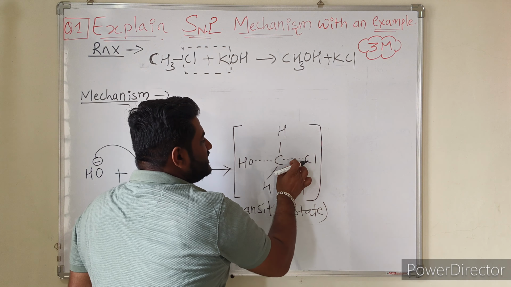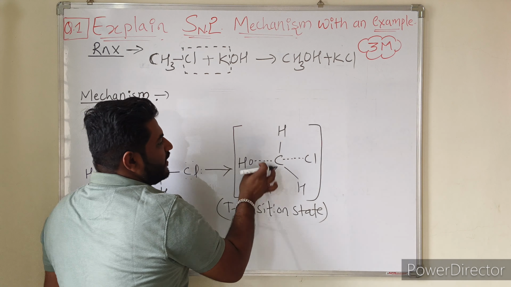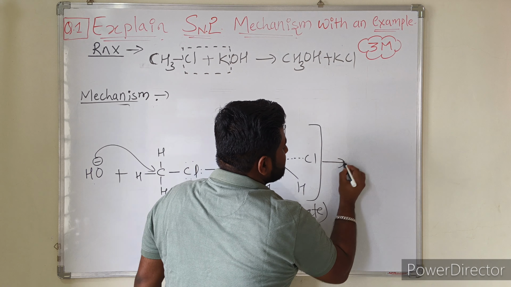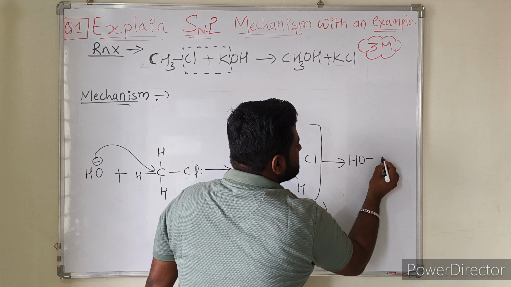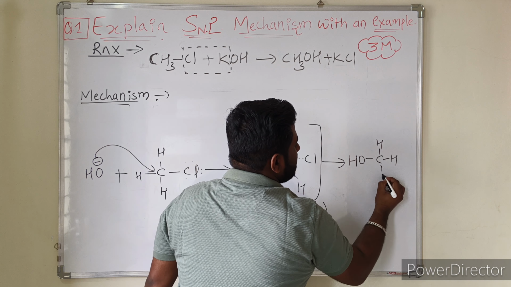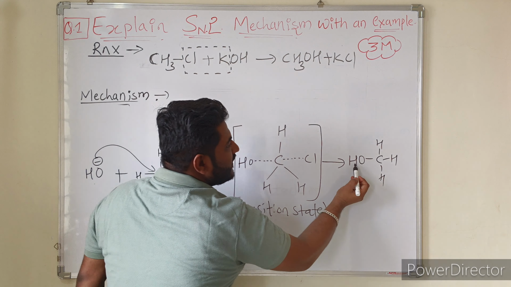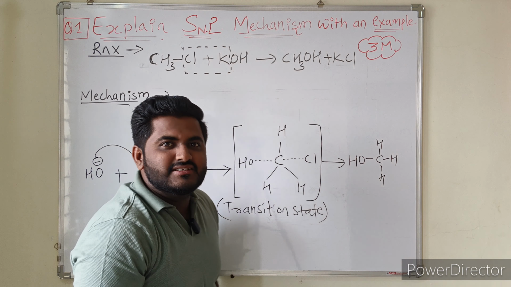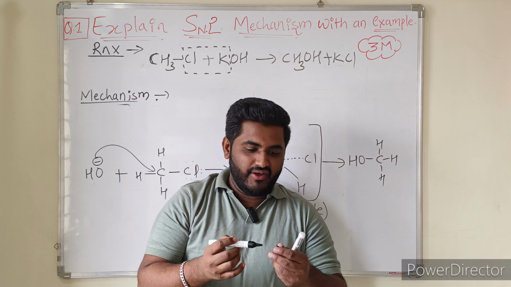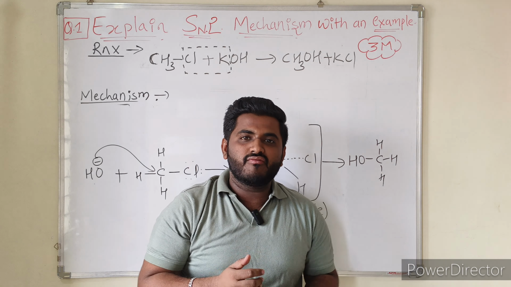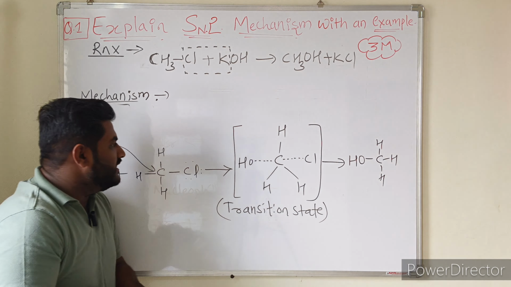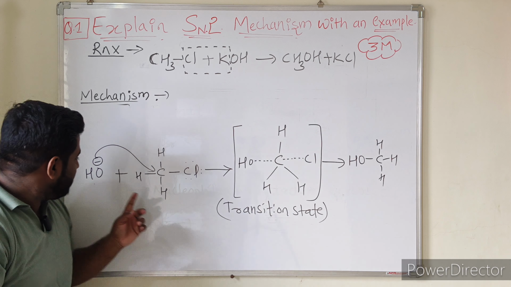So clearly this Cl is eliminated. OH is going to form the bond with it. So what is the final answer we are expecting? OH, CH3. Carefully observe, Cl we have taken at the right side, OH we got at the left side. Hence, it is called inversion of configuration. So what can you explain? In the same step everything is happening.